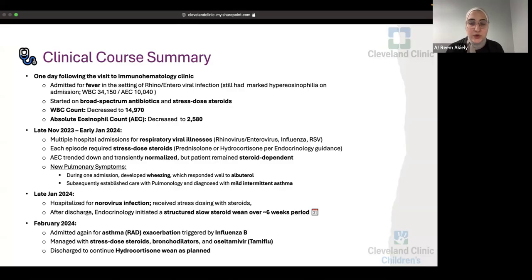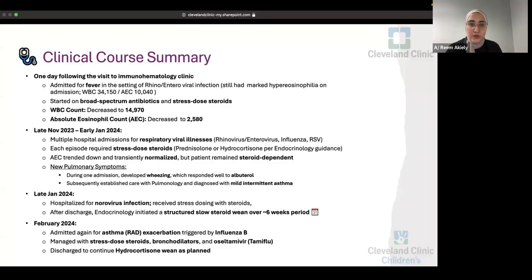During one of the admissions, he developed wheezing that did respond well to bronchodilators, and he subsequently established care with pulmonology and was diagnosed with mild intermittent asthma. However, our pulmonology team had mentioned that without a more dedicated evaluation, it wouldn't have been possible to know if this is true intrinsic asthma versus a manifestation of his hypereosinophilia.